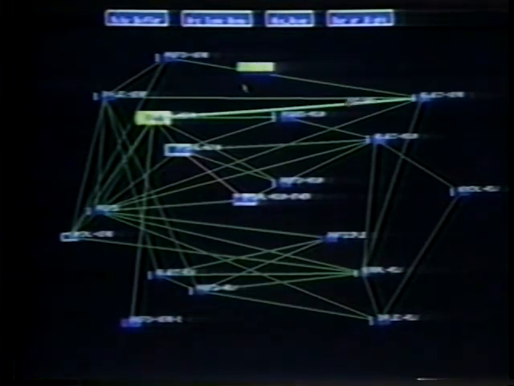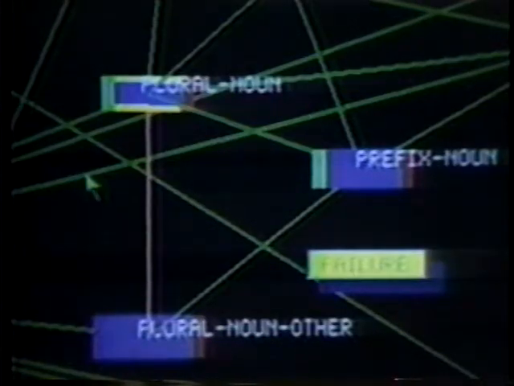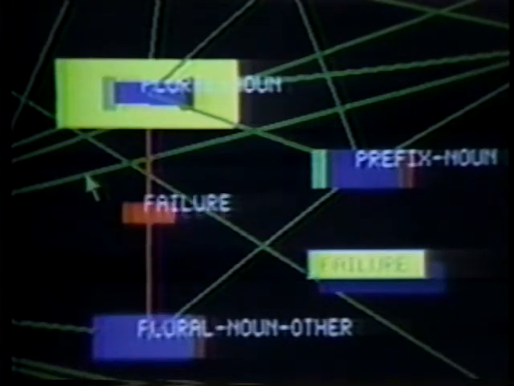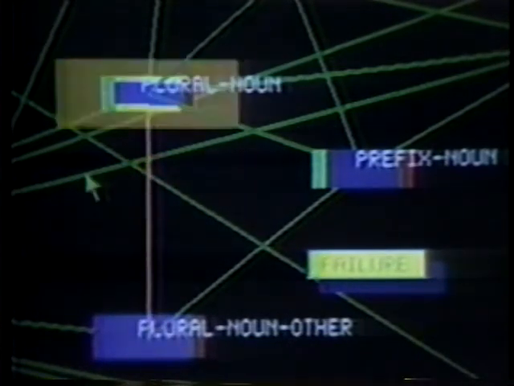We can take a close look at a particular section of the knowledge base and see how the sprite is represented and what the consequences are. Here the node plural noun is processing the message grandfather, and failing to find a match for grandfather, it sends a message to plural noun other, which returns the message failure. It didn't find a match for grandfather. Now grandfather will travel along other arcs to be processed by some other part of the network.